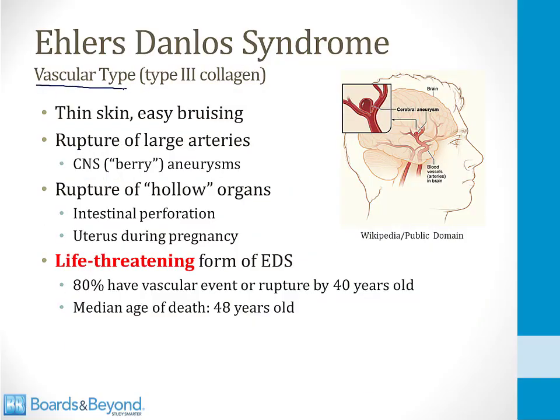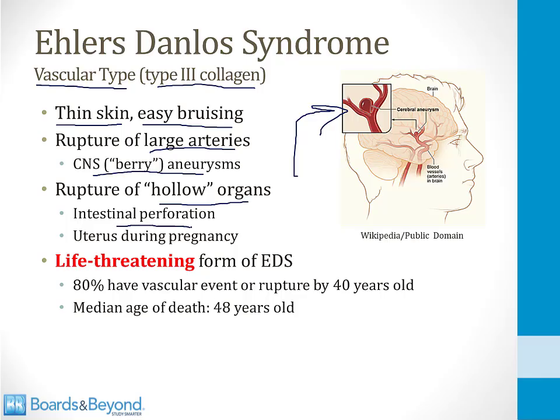Now let's focus on the vascular type. This is the type of Ehlers-Danlos syndrome related to type 3 collagen. These patients can have thin skin and easy bruising, and these symptoms are somewhat similar to the classic type. But what's unique about the vascular type is that they have problems with large arteries, especially they can develop rupture of large arteries in the brain. They can develop CNS or berry aneurysms, which I discuss in the neurology section. This is a picture of one shown on the screen here, and these can rupture and these can potentially be a cause of death. In addition, they can have rupture of what's known as hollow organs. This includes intestinal perforation or rupture of the uterus during pregnancy.